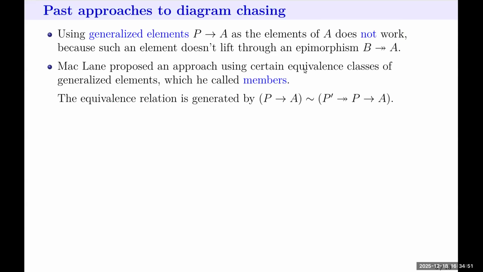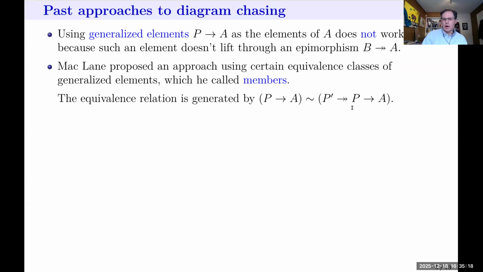So a common technique is one that Mac Lane proposed back in his book Categories for the Working Mathematician in 1971. He took equivalence classes of generalized elements, where he said that a generalized element is equivalent to any precomposition of it with an epimorphism. And then he took the equivalence relation generated by that.